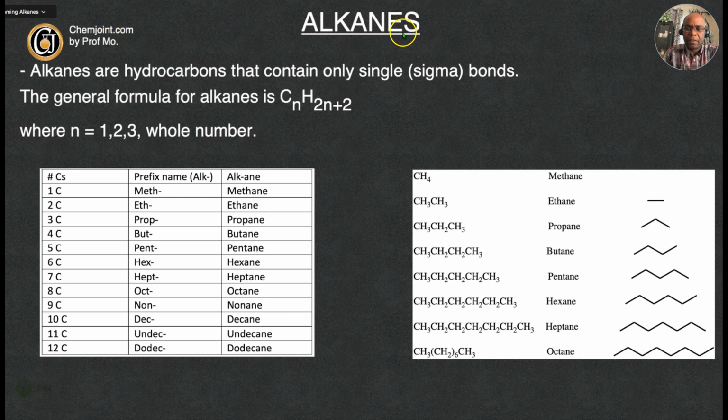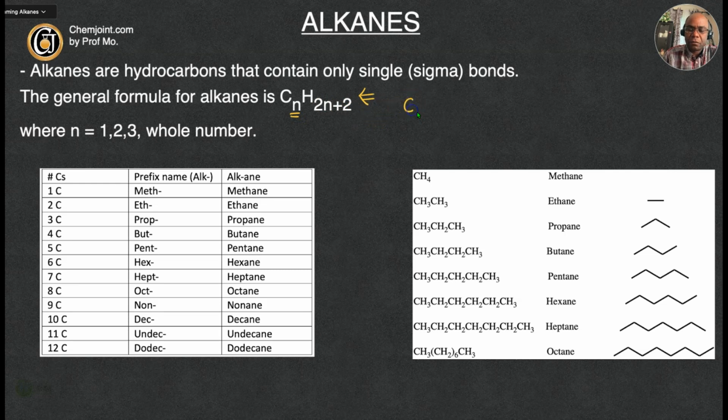Let's describe alkanes. Alkanes are hydrocarbons that contain only single sigma bonds. Okay, so they contain only single bonds, no double bonds, no triple bonds. The general formula for alkanes happens to be CnH2n plus 2. The n right there is the number of carbons.